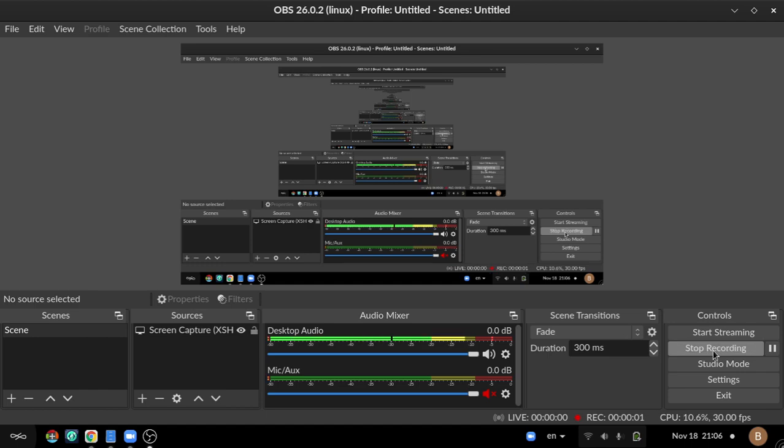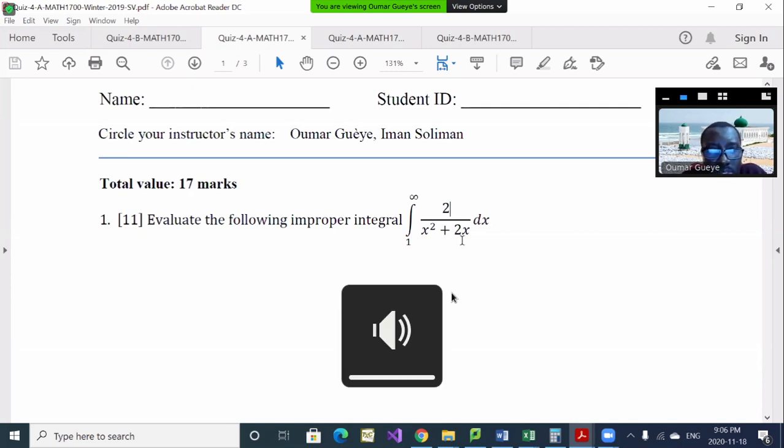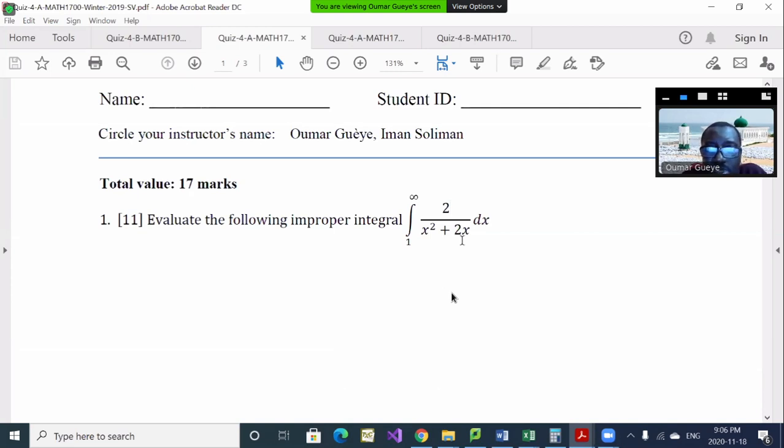As I told you yesterday, the quiz will cover the improper integrals, what we did yesterday, the comparison test, and the partial fractions decomposition. Okay. All right, I'm going to give you 5 minutes to solve this question.